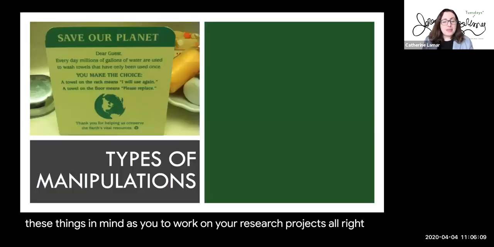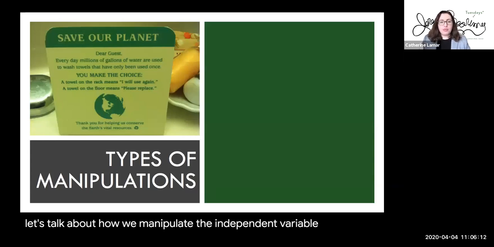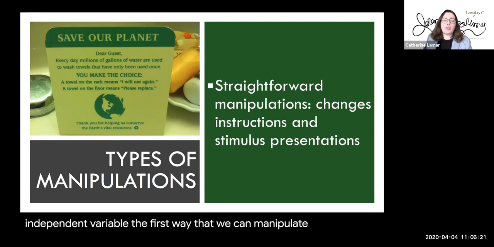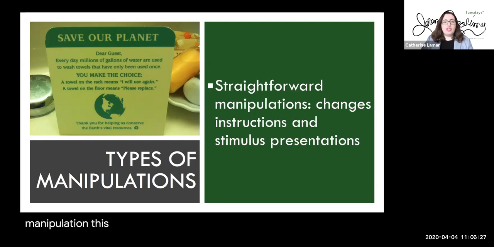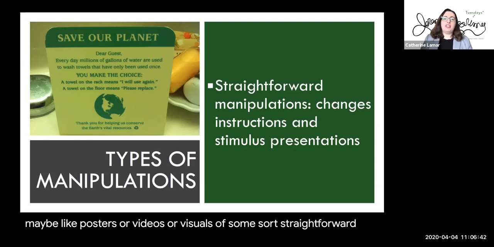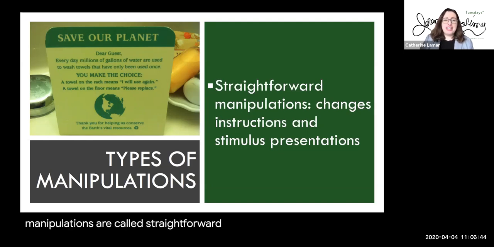All right, so let's talk about how we manipulate the independent variable. As researchers, there are two ways that we can manipulate the independent variable. The first way is what's called a straightforward manipulation. A straightforward manipulation involves changes in how participants see information, like instructions or different stimuli in an experiment, maybe posters or videos or visuals of some sort. Straightforward manipulations are called that because they just involve how information is presented to participants. They don't involve anything more complex than that.